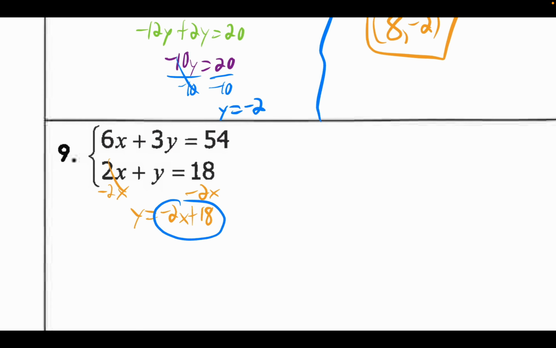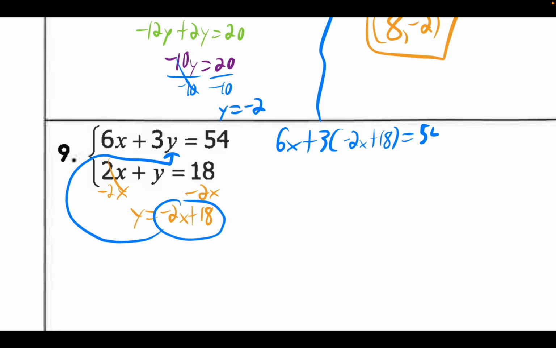I'm going to take all of that and plug it into the y in my other equation. Now I get 6x plus 3 times everything that was here, negative 2x plus 18 equals 54. I distribute the 3 and get 6x minus 6x plus 54 equals 54. As I combine like terms, I have 0 x's left, so I do not have to write any x's. If I write x, that means it's 1x, and that's wrong.